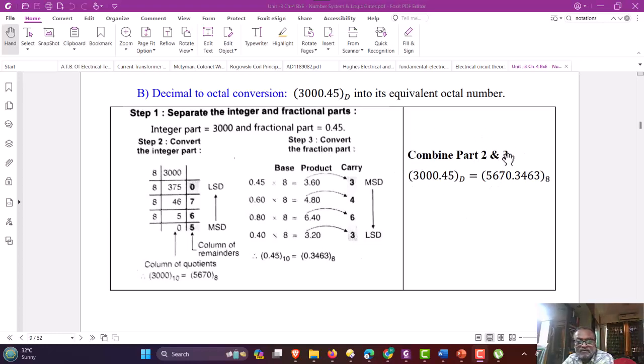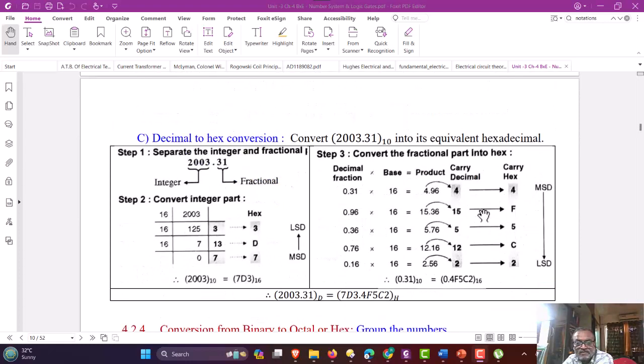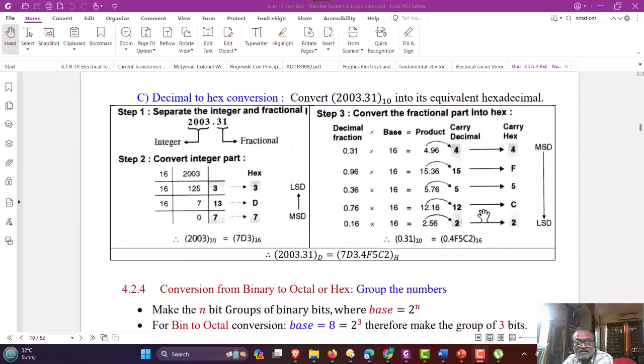The last step will be combining the integer part and fractional part. So 3000.45 decimal will be 5670.3463 in octal. So this way you can convert the numbers from one system to another. In the same theme, we can convert a decimal number to a hexadecimal number.